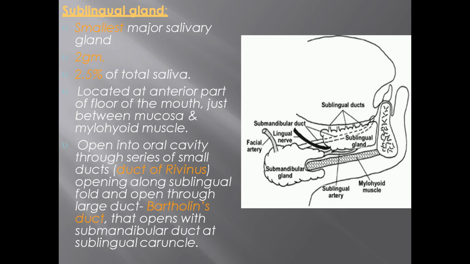Coming on to the third and the last major salivary gland, that is the sublingual gland. It is the smallest major salivary gland with a weight of 2 grams, and it constitutes 2.5% of the total saliva. It is located at the anterior of the floor of the mouth, just between the mucosa and the mylohyoid muscle.